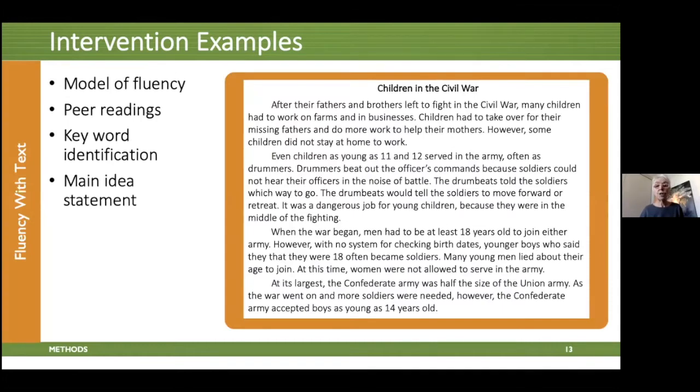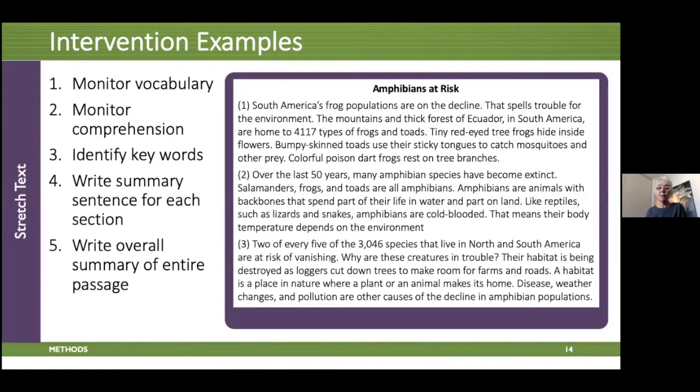In addition to the word reading fluency, we also focused on text fluency. And the intervention examples here focused on the modeling of fluency. So we would have teachers model as well as peers. We had keyword identification. And so with our fluency, we also had a comprehension practice integrated, which was main idea. So using fluency as a mechanism for becoming automatic, but also for considering text and comprehension while you're doing it. And these are just some examples.